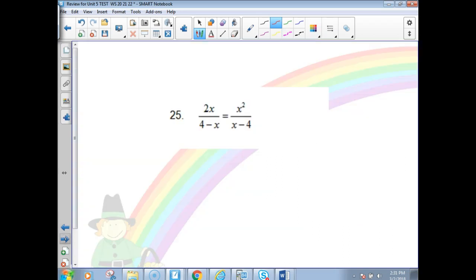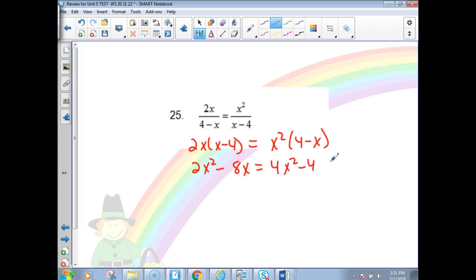Okay. 25. Do cross products. 2x times x minus 4 equals x squared times 4 minus x. Get 2x squared minus 8x equals 4x squared minus... Whoopsie. I made a boo-boo there, 4x squared minus x to the third. X cubed. Okay, that's right, isn't it? Yes. All right, I just didn't do this one today.